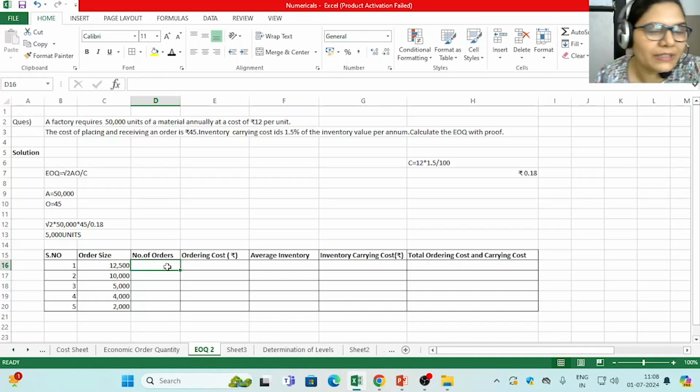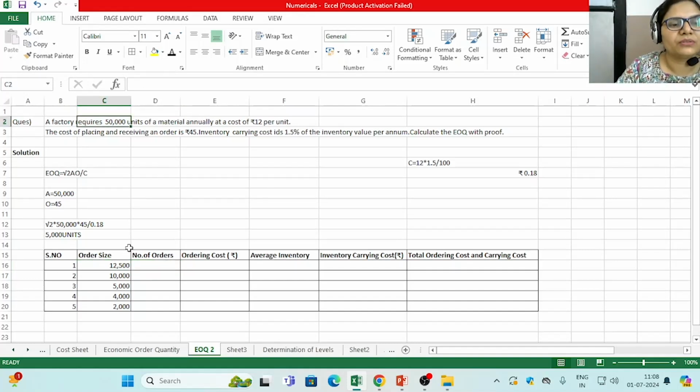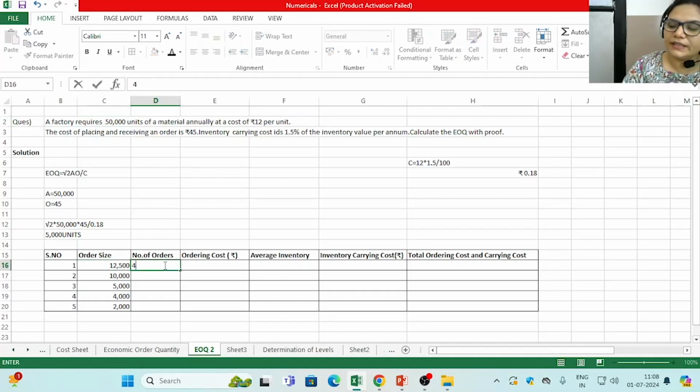So suppose 12,500. Now what will be the number of orders? Definitely 50,000 divided by 12,500 will give you 4 orders in a year. Similarly, 50,000 divided by 10,000 will give you 5 orders in a year. Similarly, we have already calculated 50,000 divided by 5,000 will give you 10 orders in a year.